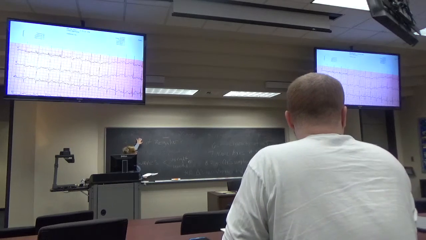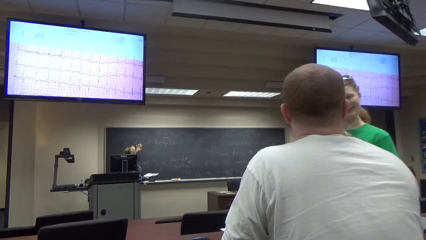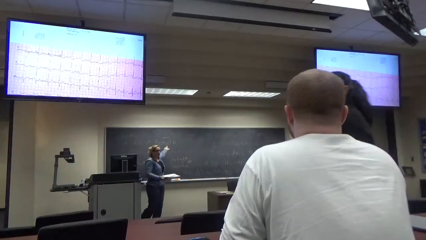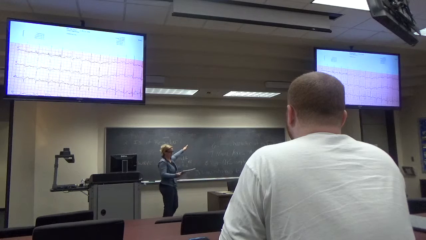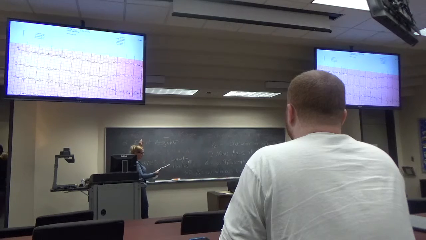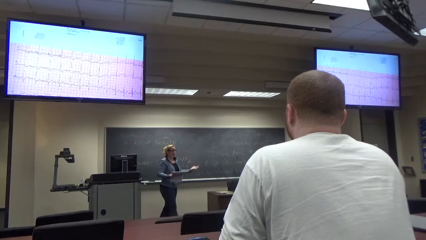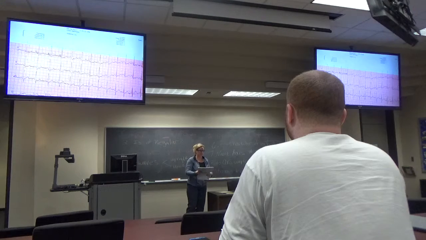So again, what is your rate? Count it. Number 2, is it regular? Name it. If it's regular, write regular. If it's irregular, write irregular. Then you're going to look at your Q waves. Do you have Q waves or do you not?